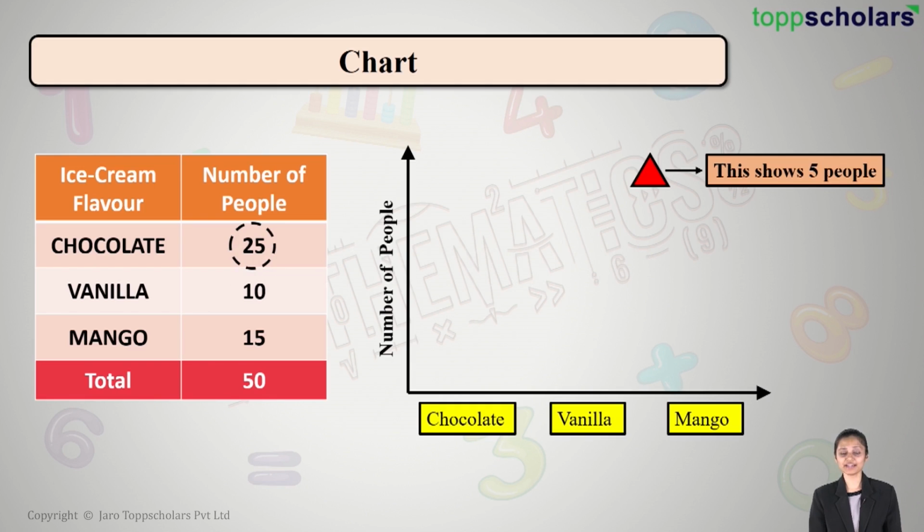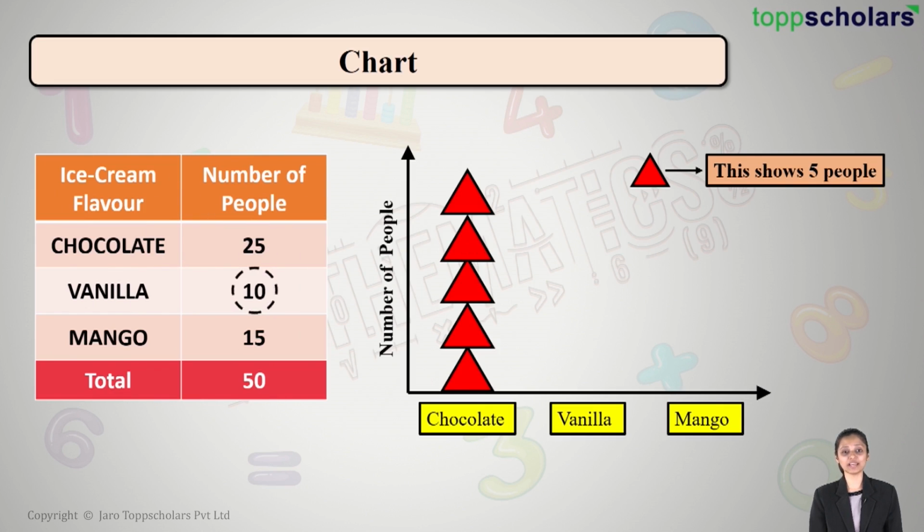So if you divide 25 by 5, you'll get 5. So we'll put 5 triangles under chocolate. 3, 4 and 5. Now 10 people liked vanilla. So dividing 10 by 5, you'll get 2. So we'll put 2 triangles under vanilla.